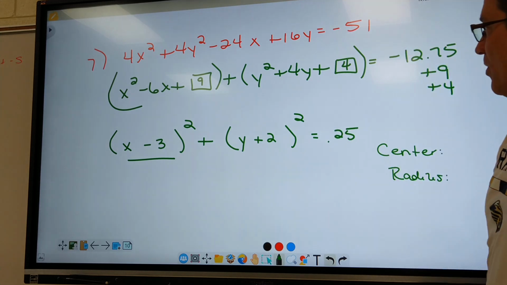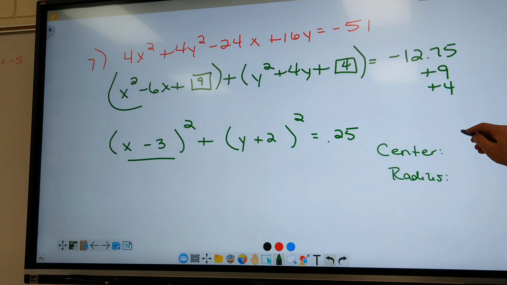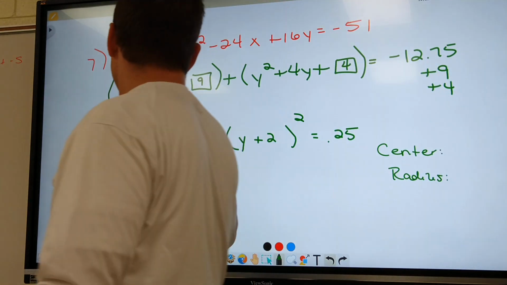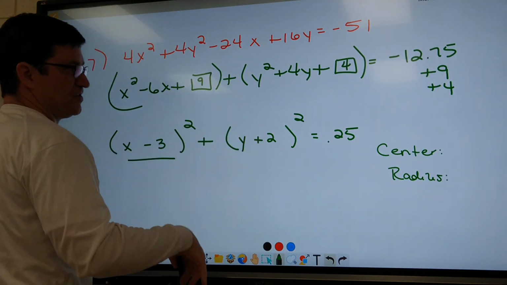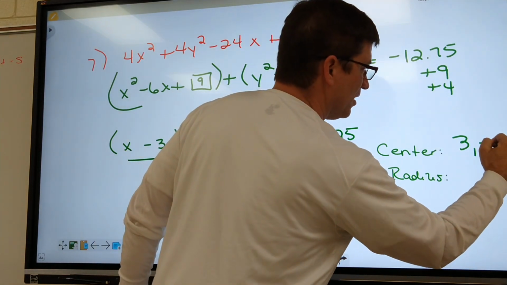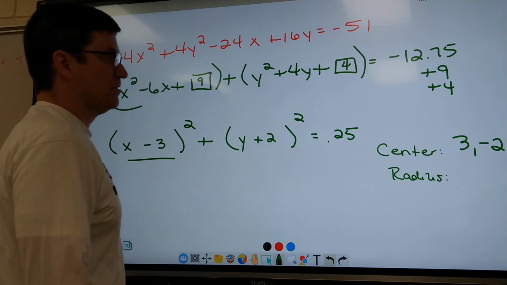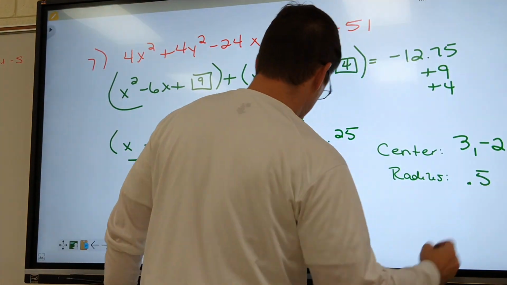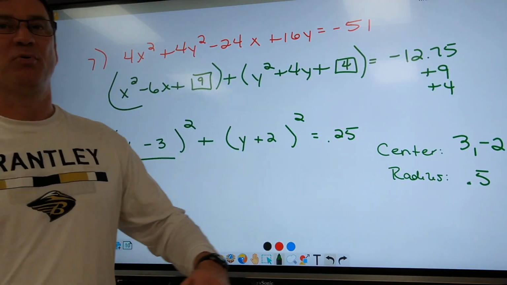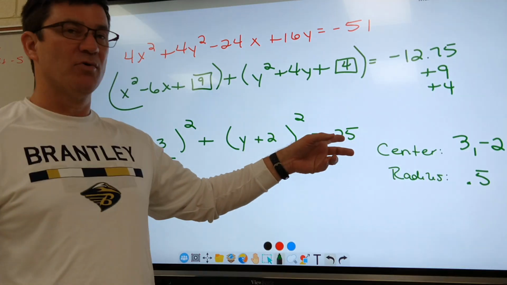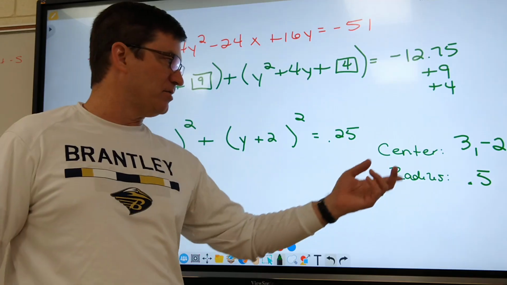Okay, so now, what is your center? Positive 3 and negative 2. Don't forget about flipping the signs there. What is your radius on this one? 0.5? All right, 0.5. Wait, how do you figure? All right, how did we get 0.5? We took the square root of 0.25, put it in your calculator, it should give you 0.5.